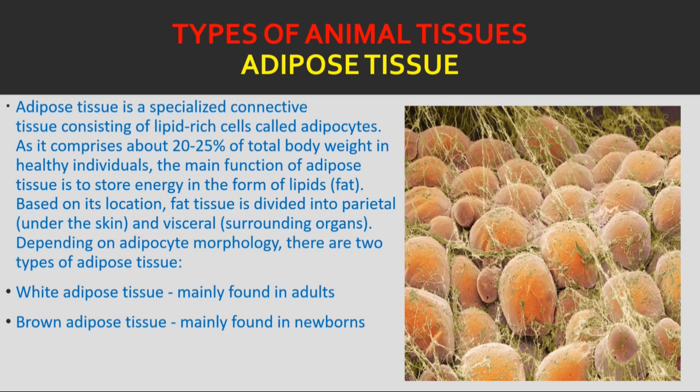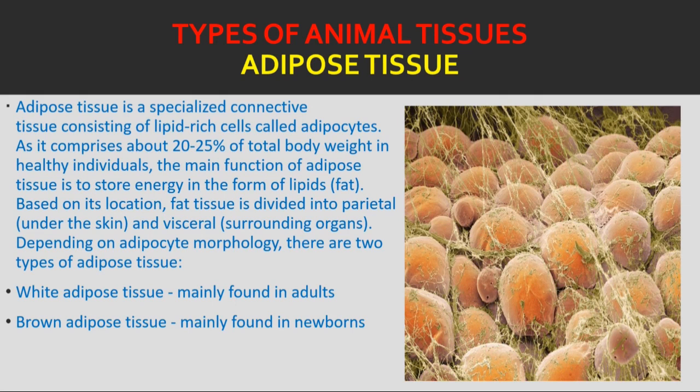So they are present in these two parts, and depending on the adipocyte morphology, there are two types of adipose tissue. One is white adipose tissue, which is found mostly in adults, and one is brown adipose tissue, which is found mostly in newborn babies. This is the basic diagram of adipose tissue, which we have presented in front of you in this slide.